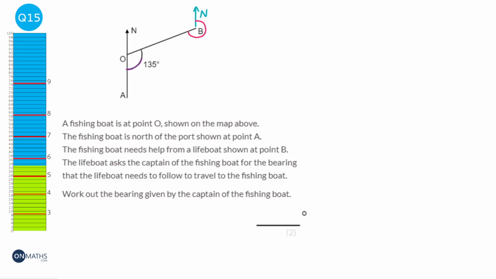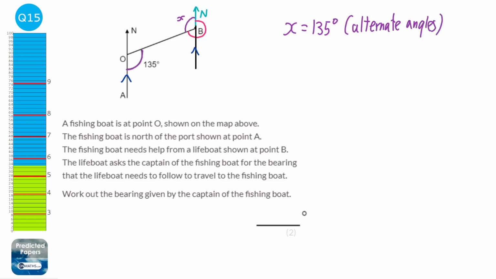Now, this angle, which is given to us in the question, and this angle here, which I'm just going to call x, are going to be equal. So x is going to equal 135 degrees. And the reason for that is, I'm just going to extend the north line down, because we have a set of parallel lines here, and we have a set of Z angles, which we know is alternate angles. So the reason for that is it's alternate angles. And always show the reasons to the examiner.